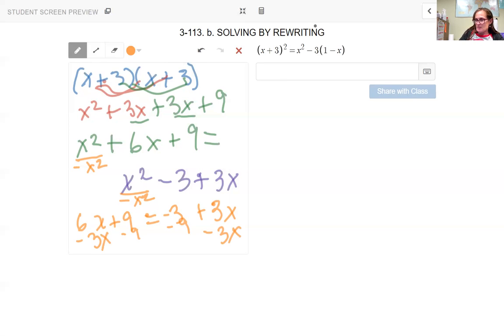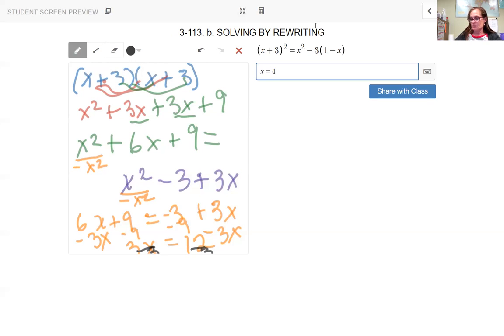So 6x minus 3x is 3x, and negative 3 subtract 9 is 12. Now I can divide both sides by 3. 3 divided by 3 is x. 12 divided by 3 is 4. So x equals 4.